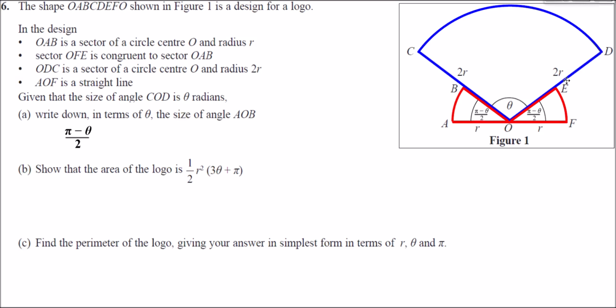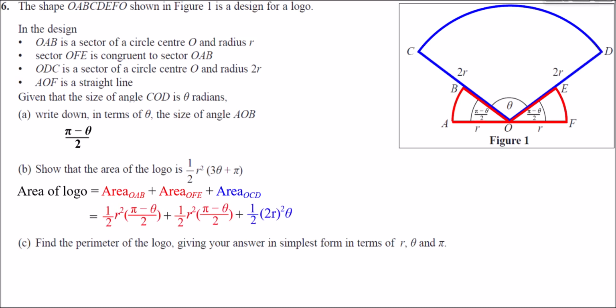and this one obviously the radius is double. We need to remember in terms of radians that the area of a sector is a half r squared theta. So if we add up the sum of these 3 different sector areas, we're going to get this result here. So the area of the logo is of course the area of the small sector plus the other small sector, plus the area of OCD, the larger sector, and we're going to get this result.